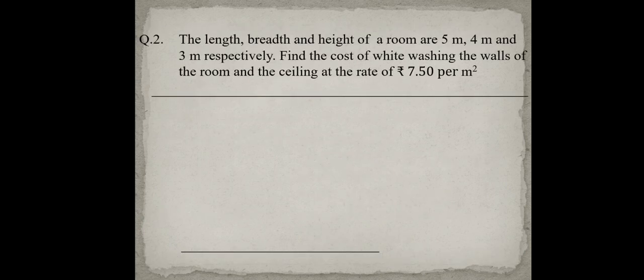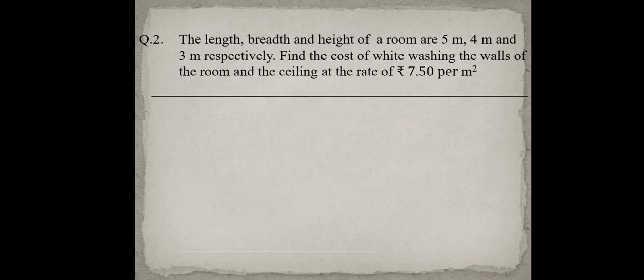Now in the next question, question number 2. The length, breadth and height of a room are 5 meter, 4 meter and 3 meter respectively. Find the cost of whitewashing the walls of the room and the ceiling at the rate of rupees 7.50 per meter square. This question is the same as we did last.